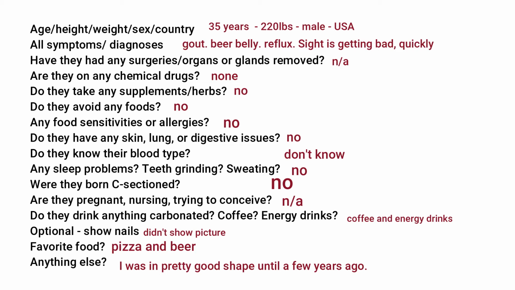So we've got a 35-year-old male. He's definitely overweight. He's got gout, a beer belly, acid reflux, and his sight is getting bad quickly. For surgeries, he said not available, no drugs, no supplements, doesn't avoid any foods, has no sensitivities or allergies. Do they have any skin, lung, or digestive problems? No. Don't know their blood type.